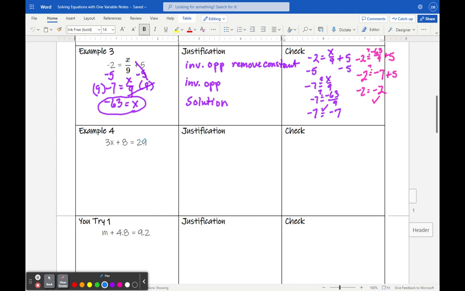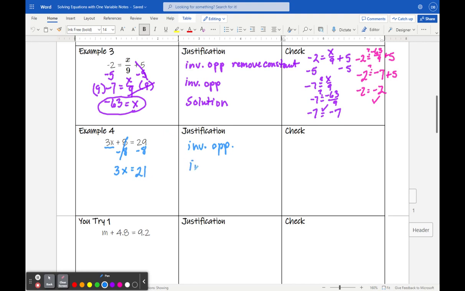All right, one more. We have 3x plus 8 equals 29. I need to get this variable isolated. In order to do that, I'm using inverse operations. Opposite of adding is subtracting. Balance the equation by doing it on both sides. Inverse operations. I end up with 3x on the left. 29 minus 8 is 21.